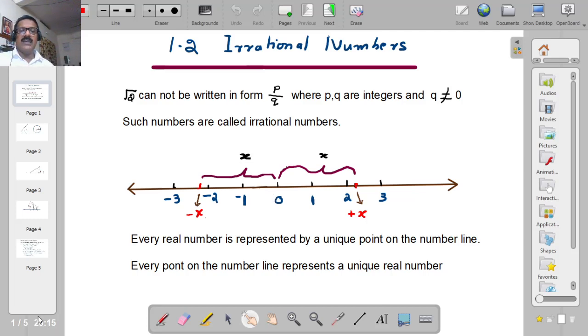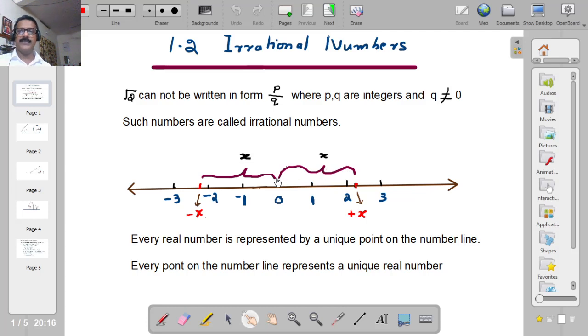Suppose we consider any point to the right side of the point 0 on the number line. Say, consider this point. Then there is a unique number associated with it. What is that unique number? That unique number is the distance of that point from the point 0 on the number line.